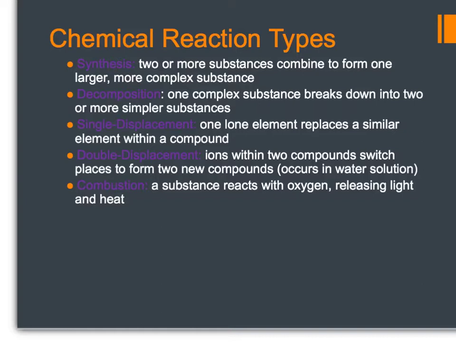There's a variety of ways that compounds can rearrange and reform. So we're going to look at just a few of those. The first type of chemical reaction is called synthesis, which you'll see right here. Synthesis, the word in general, just means to create. And so in a synthesis reaction, we're taking two or more fairly simple substances and we're combining them into one larger, more complex or complicated substance.